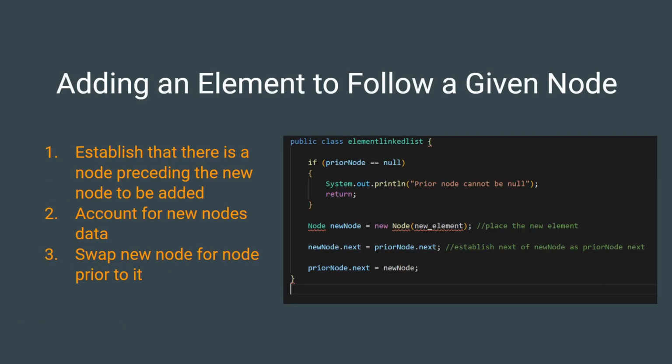You can add an element to follow a given node using this code as an example. So I'll let you look at this yourself. I don't like reading out code, but you can look that over and copy it and try it out for yourself. I encourage you to do so. One, you want to establish that there is a node preceding the node that needed to be added. You have to account for the new node's data. And then you need to swap the new node for the node prior to it. And that's all the functionality that's in this code.